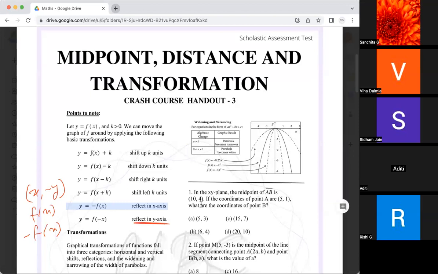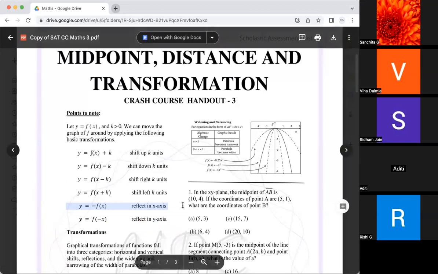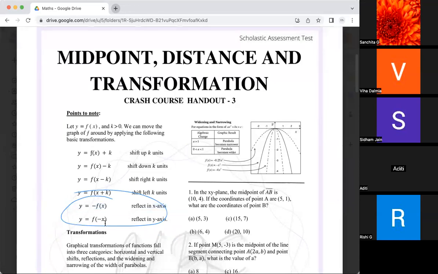For y, what is my coordinate? Ma'am, for reflection across the y-axis, the x coordinate would change. Correct. Negative x comma y. So my x is going to change, so this within the parentheses will change. Again, many students get confused between the minus being outside or inside, so take care of that. Reflection in the x-axis is minus fx. Reflection in the y-axis is f of minus x. Clear?